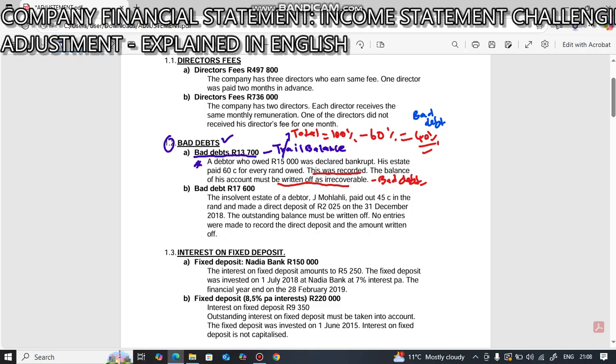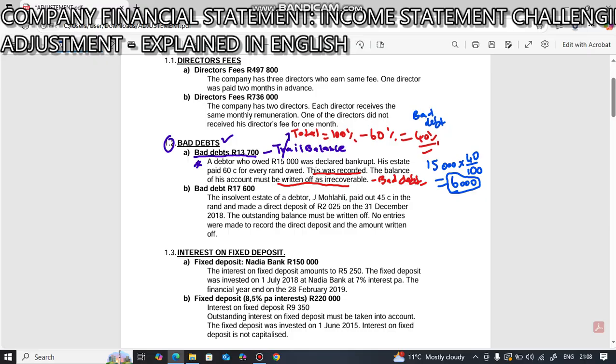Alright, so now the question, how do we calculate the bad debt since we have all the information? You are going to take the amount that was owed by the debtor, 15,000 rand. This is out of 100%. So we are going to say we want only 40% out of 100% of the total that we have. Then it's going to give us exactly how much was supposed to be written off. 15,000 times 40 divided by 100. So the amount that was supposed to be written off is 6,000. This is the amount that we can call a bad debt.